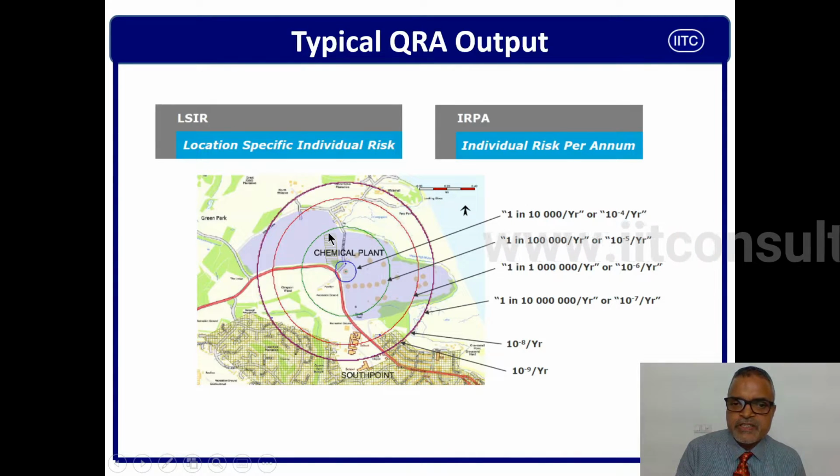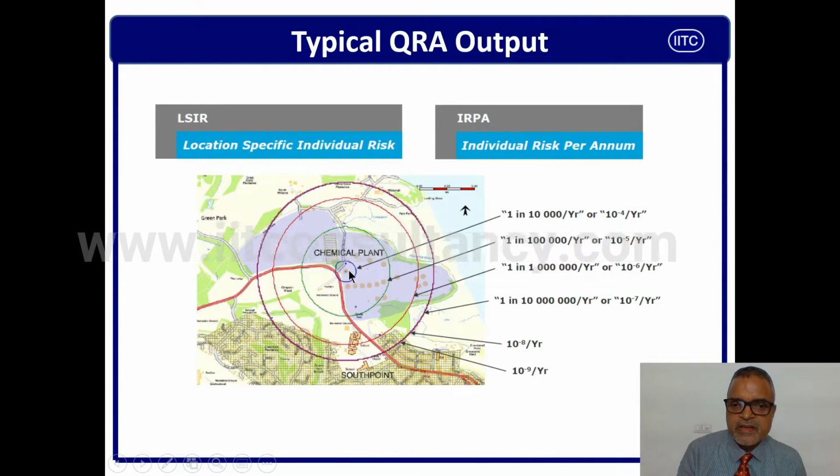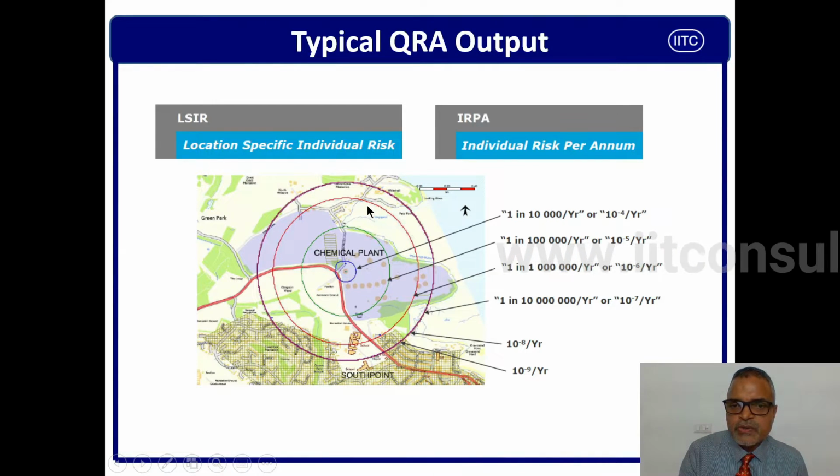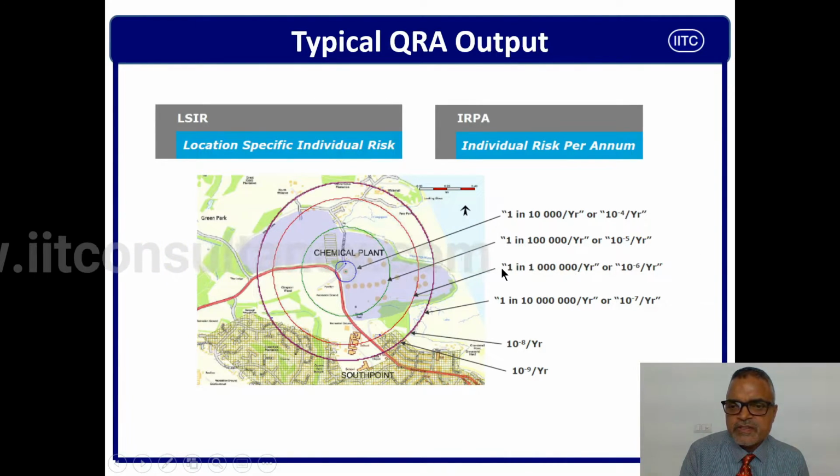For the second periphery, if a person is going to stand here and the event happens here, the fatality is 1 in 100,000 per year, that means 10 power minus 5 per year. If a person is going to stand in the periphery of this red contour, the chance of fatality is once in a million years, that means 10 power minus 6 per year.